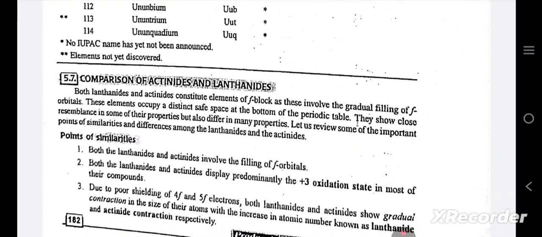Comparison of actinides and lanthanides. Both lanthanides and actinides constitute elements of the f block, as these involve the gradual filling of f orbitals. These elements occupy a distinct space at the bottom of the periodic table. They show close resemblance in some of their properties but also differ in many properties. Let us review some of the important points of similarities and differences among the lanthanides and the actinides.